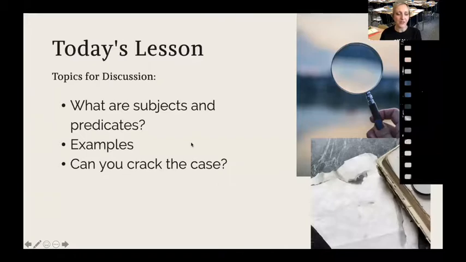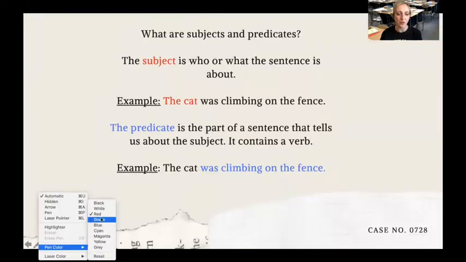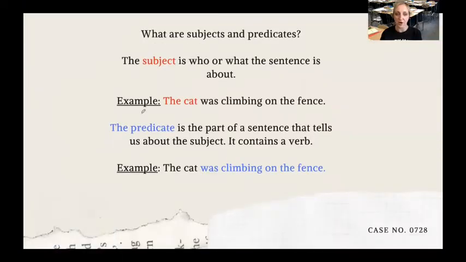In our lesson today, we are going to talk about what subjects and predicates are, and then we are going to look at some examples, and see if you can crack the case in this week's adventure. So let's start with talking about what subjects and predicates are. The subject of a sentence is who or what the sentence is about. Let's look at this example here. The cat was climbing on the fence. The cat is our subject.